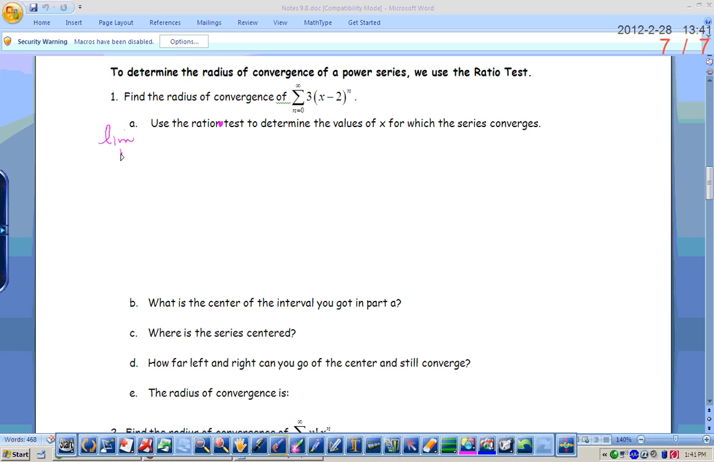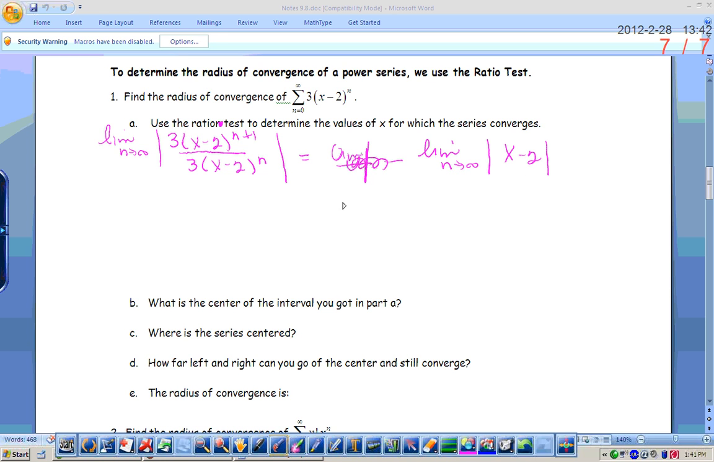Okay, it's the limit as n approaches infinity of the absolute value of a sub n plus 1 over a sub n. All right, well, a sub n plus 1 just means everywhere I see an n, I'm going to put in n plus 1, and then divided by a sub n. Right, everything except x minus 2 cancels. Your 3's will cancel, and then x minus 2 to the n plus 1 over x minus 2. Limit as n approaches infinity of the absolute value of x minus 2.